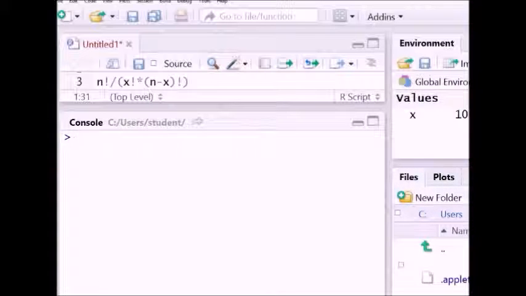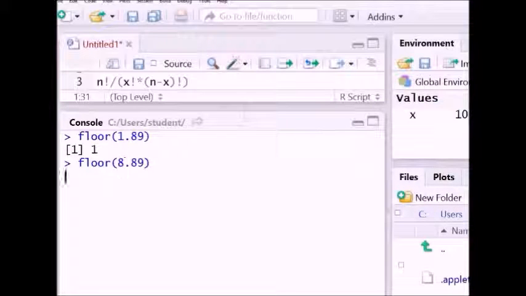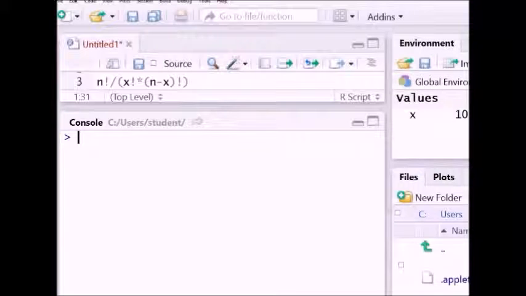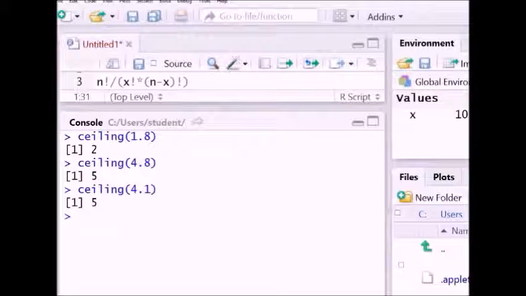Now, the floor and ceiling functions. For the greatest integer less than x, we use the floor function. So floor 1.89 is 1, floor 8.89 is 8, floor 8.9 is equal to 8, floor 8.2 is equal to 8. Now, for the smallest integer which is just greater than x, we use the ceiling function. So we write ceiling 1.8 is equal to 2, ceiling 4.8 is equal to 5, ceiling 4.1 is equal to 5, and so on.